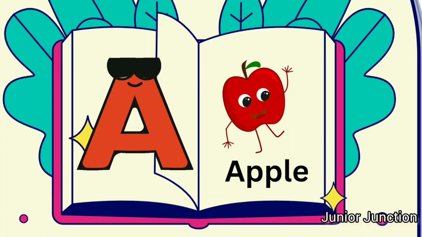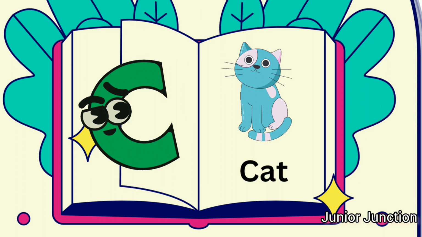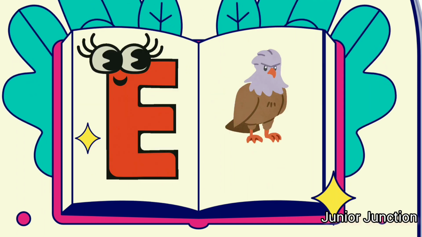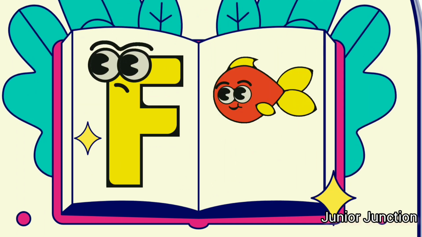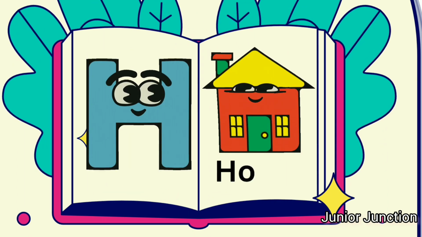A is for apple. B is for ball. C is for cat. D is for dog. E is for eagle. F is for fish. G is for goat. H is for house.